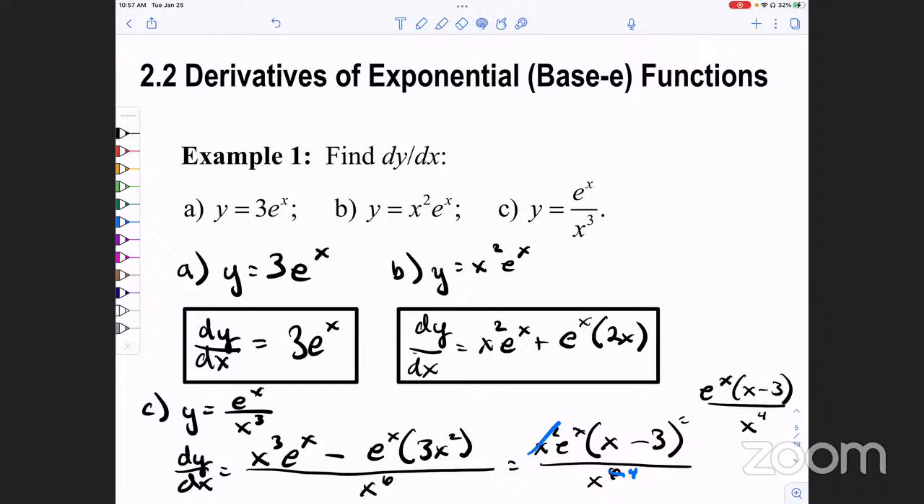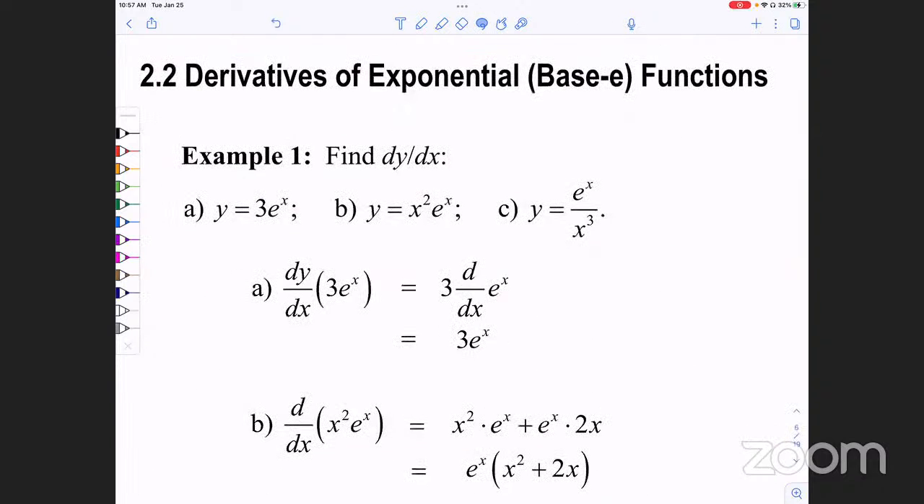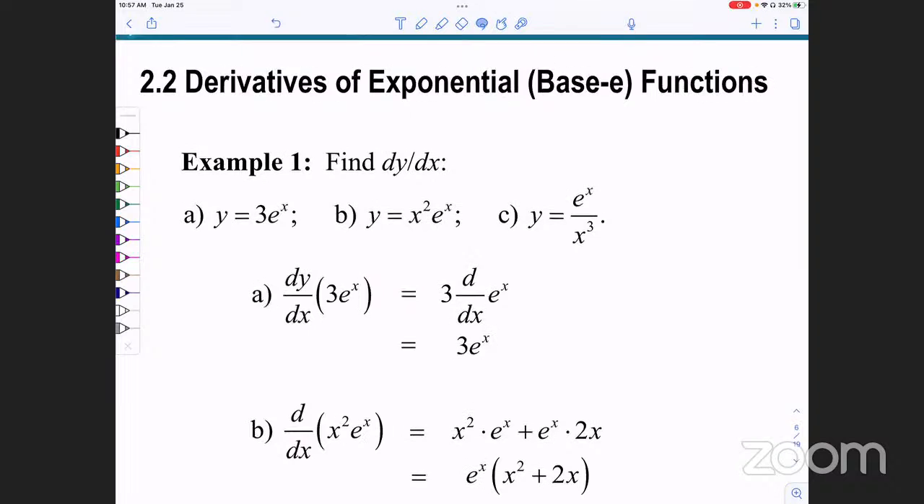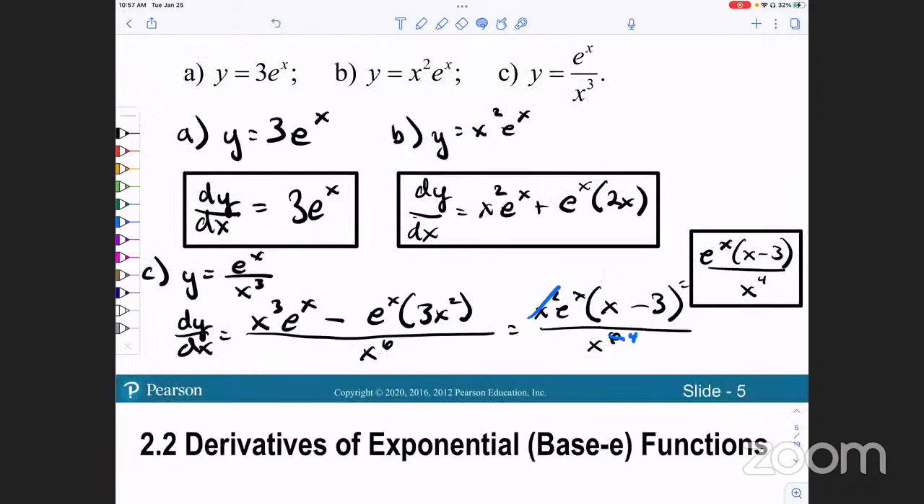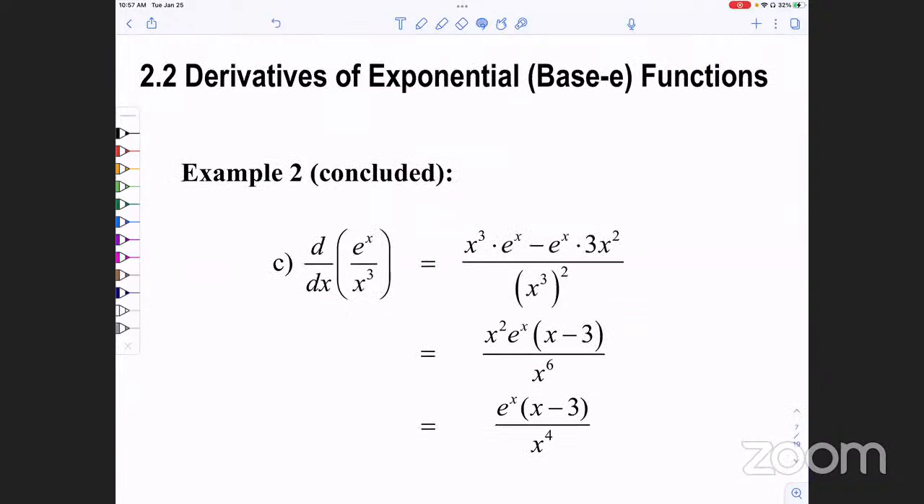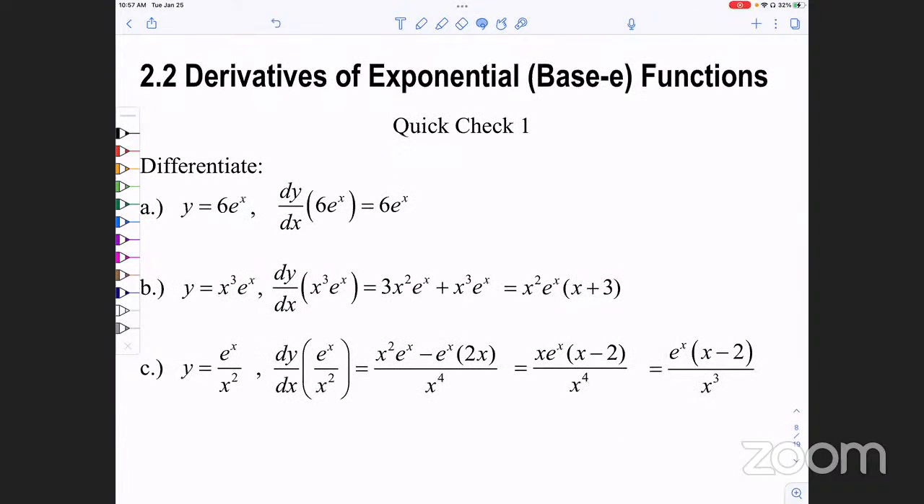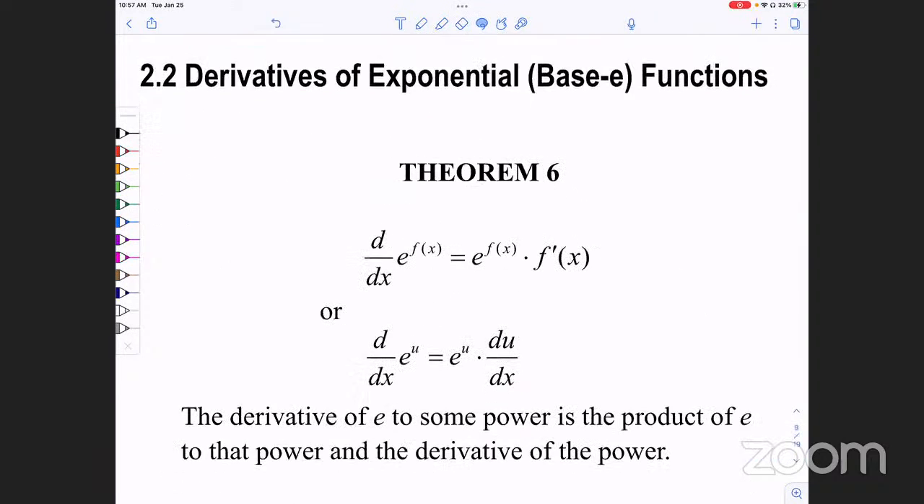I think it started to run out of space a little bit. Okay, let's see. We got 3e to the x, we got this thing and this. They went on and factored out the e to the x on both of those terms. That's fine. And then you see the simplified form. I think we got the same thing. I'm going to leave the quick check as an exercise for you.